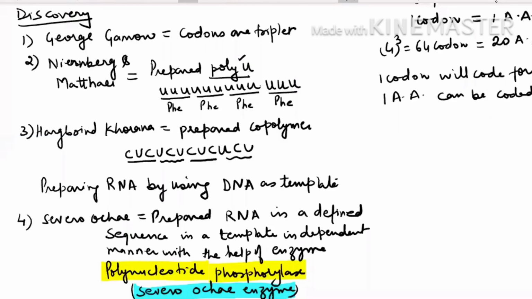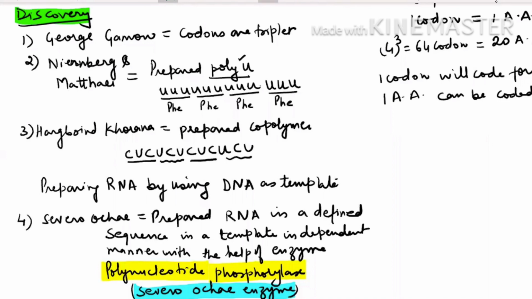So I hope the discovery of the genetic code is clear, starting from George Gamow, who gave the proposition that a combination of bases should work. According to him, a set of 3 nitrogenous bases is called a codon, so he told codons are triplet. He first gave this idea. Then Nirenberg prepared poly-U and the deciphering started. They wanted to know what each set codes for. Then Har Gobind Khorana did it by using copolymers. I hope you are learning this discovery sequence properly.